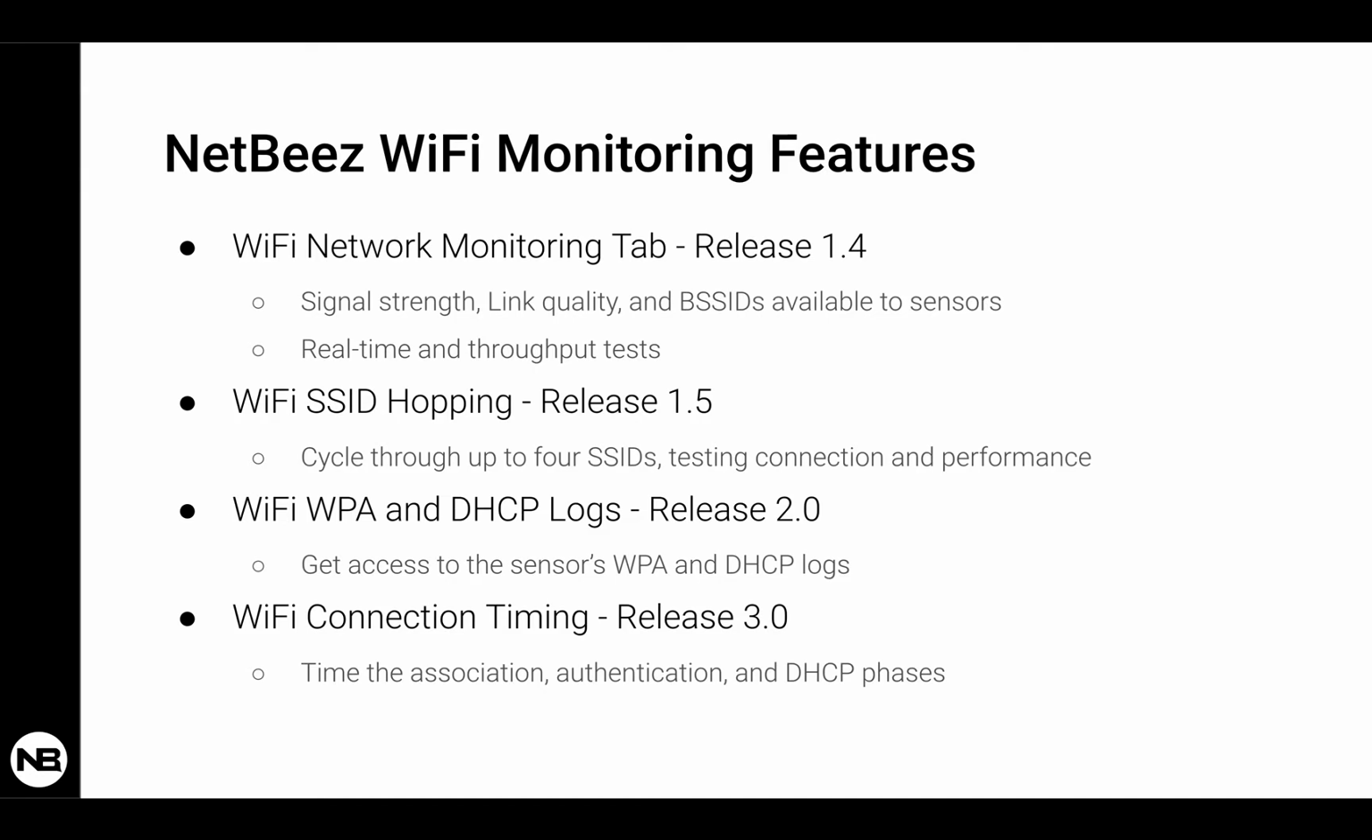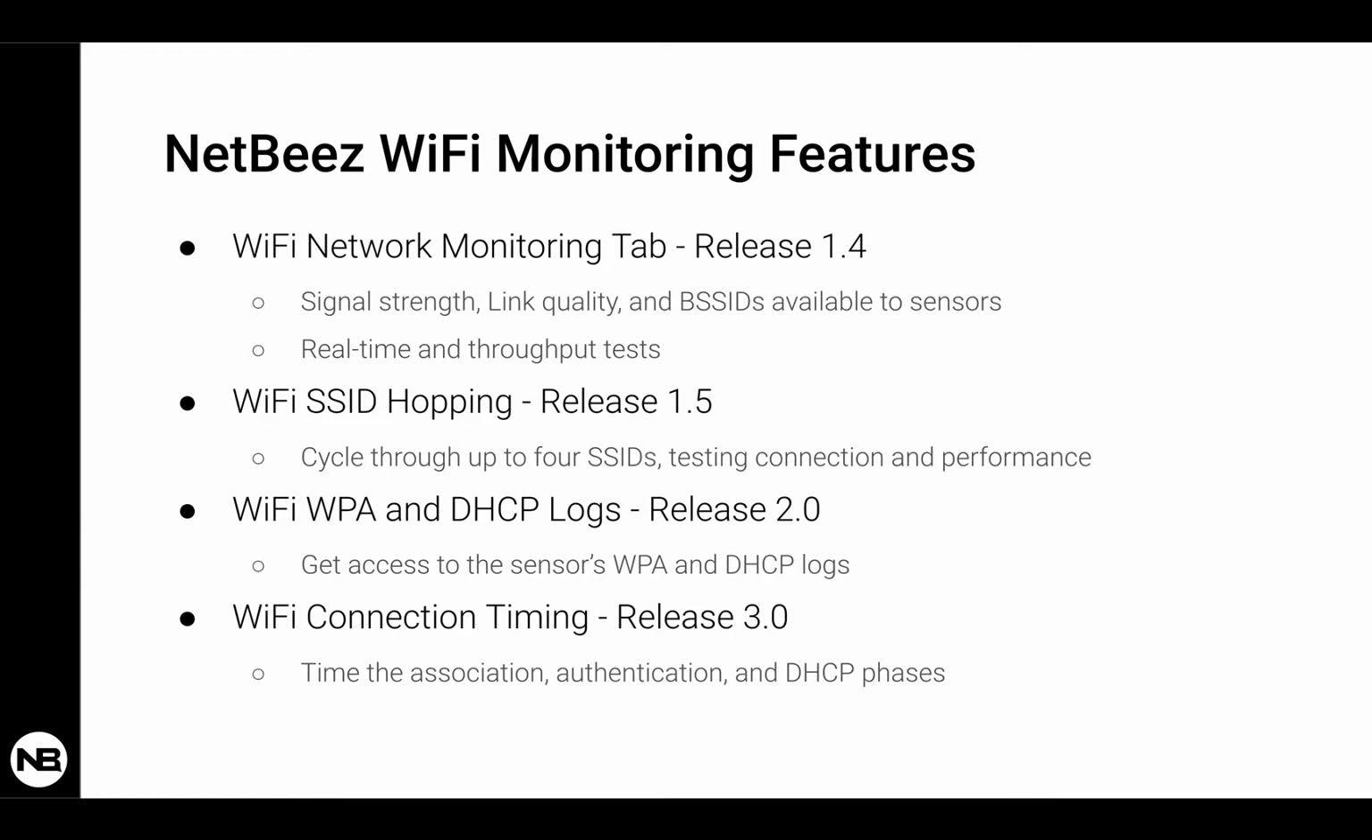In release 1.5, we introduced SSID hopping, and what that does is allow an individual sensor to connect to between 2 and 4 SSIDs, and then periodically hop between these SSIDs, and by doing so also test the connection and the overall performance with the continuous tests such as ping, DNS, HTTP, and traceroute. So it's a good way to keep an eye on multiple SSIDs by using one individual sensor.